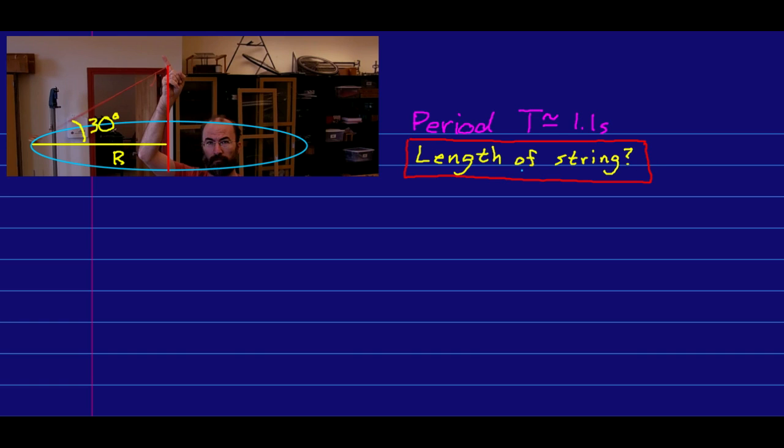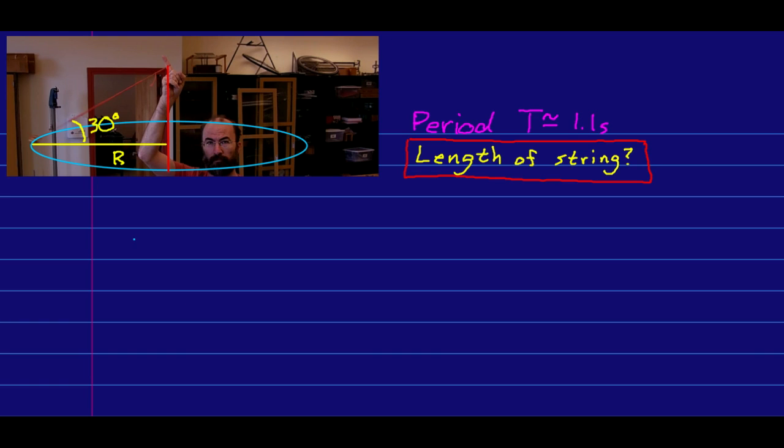Now this may seem like rather an odd way to determine the length of the string. Why don't I just go back to the lab and measure it? But what this shows is that dynamics of situations like this allow you to determine the scale of an object just by carrying out analysis of the motion.